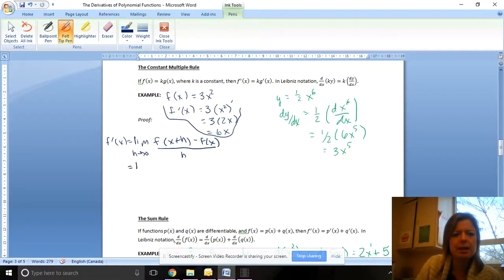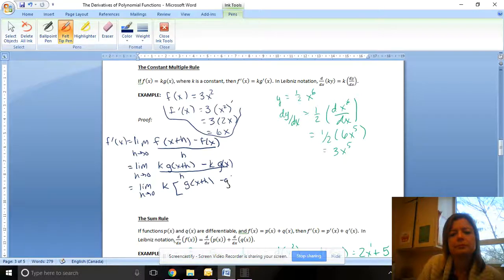So that gives us the limit as h approaches 0 of k times g at x plus h minus k times g at x, all over h. Okay, so we're just saying that instead of calling it f at x, it's k times g at x, where g at x is that inner function. So we can common factor out the k. And if you recall from chapter 1, our limit rules tell us that now we can bump k out of the limit.